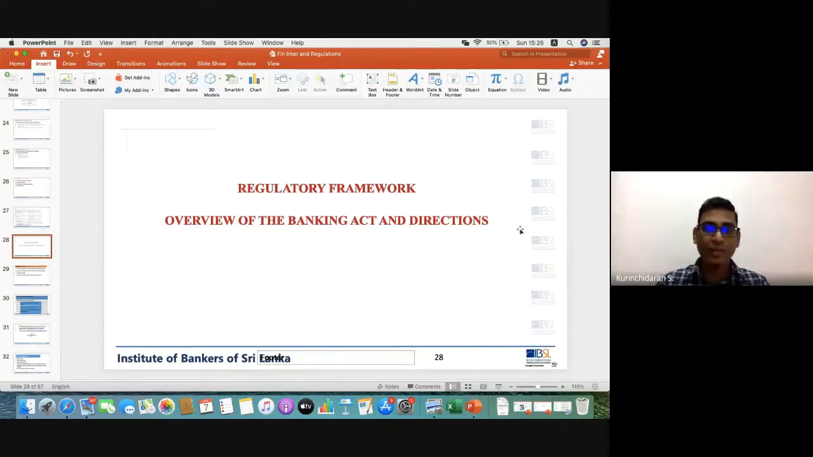So now we are moving into the regulatory framework, right? Under the regulatory framework, especially we are going to look at the Banking Act, right? There are two major regulations. One is the Monetary Law Act and then the Banking Act. In addition to that, there are other regulations as well. So Payment and Settlement Act, like that.